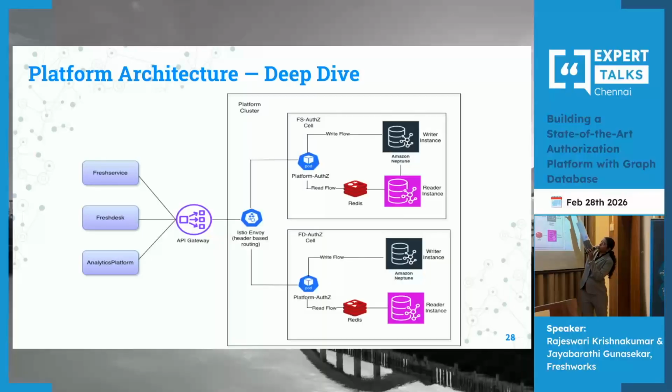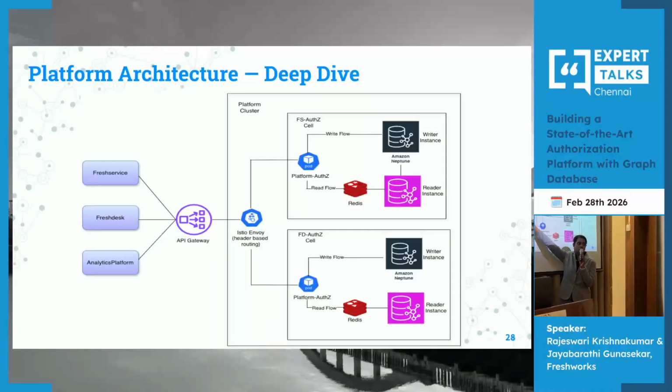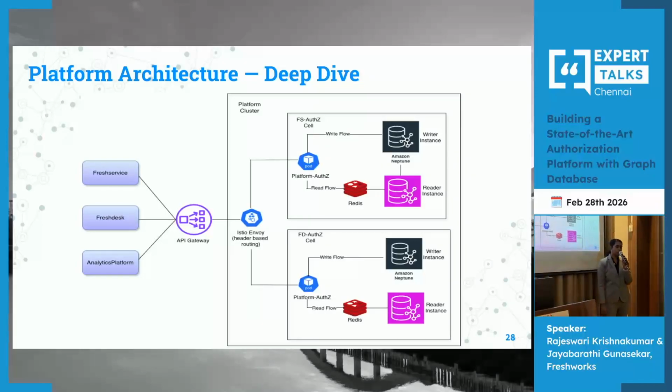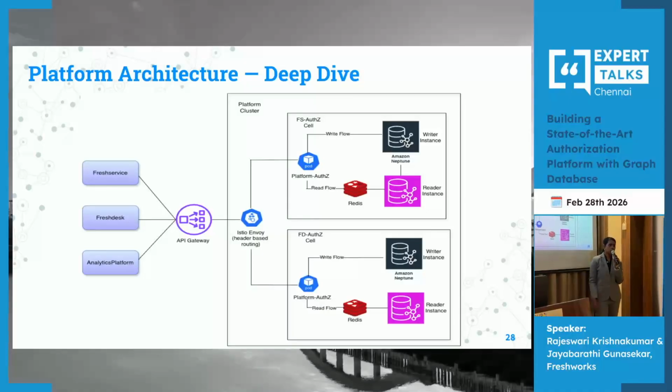And these two boxes are just the multiple tenants that we have within our ecosystem. For every product, we have a separate cell. The top one is for Freshservice, and this one is for Freshdesk. We differentiate where the request has to go using Istio proxy. We use the headers to identify. This is to avoid network throughput overhead on one single system, since we are dealing with a higher throughput.